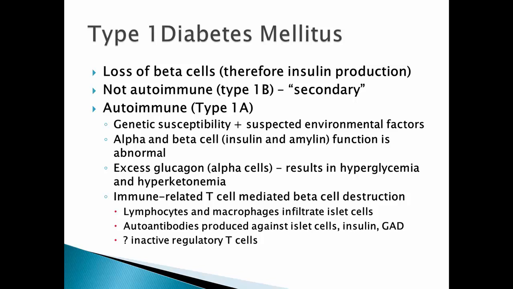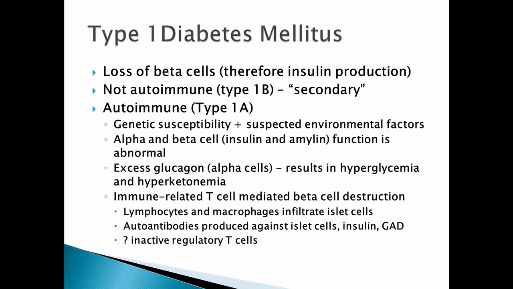As a result, there is also an autoantibody being produced against the islet cells, against insulin, and against GAD, or glutamic acid decarboxylase. GAD is an enzyme in the beta cells that helps coordinate the release of insulin. So when we lose that, we lose the ability of our coordination. There's also a suggestion that there may be a role in the beta cell destruction of the T regulatory cells being inactivated.